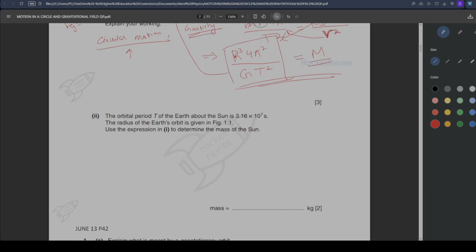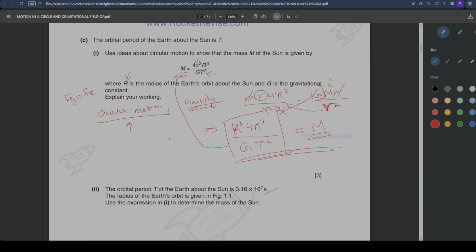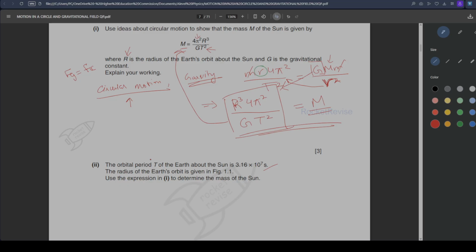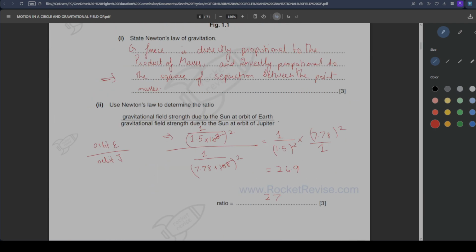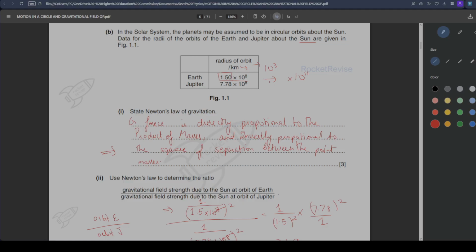Next part: the orbital period T of the Earth about the Sun is 3.16 into 10 power 7 seconds. We have it directly in seconds, so we won't need to change it. The radius of the Earth's orbit is given in figure 1.1. Use the expression in part 1 to determine the mass of the Sun. We need to find the mass of the Sun and just plug the values into this formula: 4 pi squared and R cube. The radius of the Earth's orbit was 1.5 into 10 power 8, and this was in kilometers, so it's going to be 1.5 into 10 power 11.